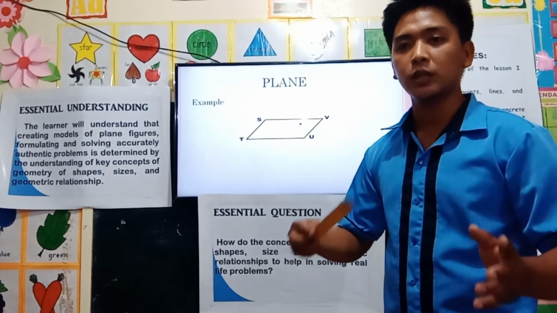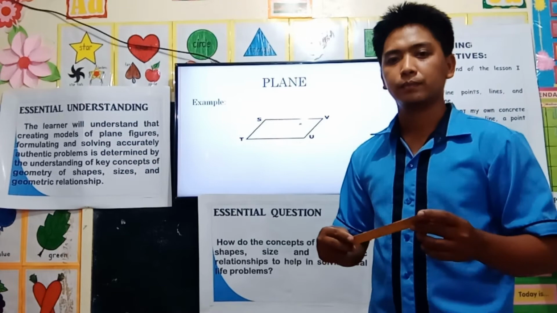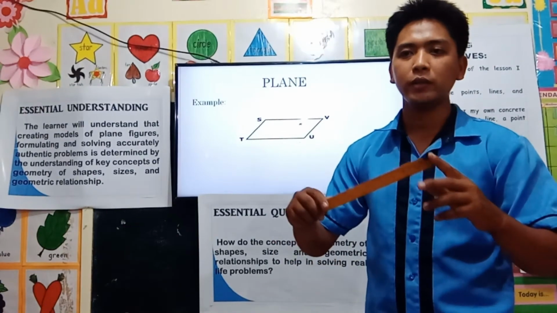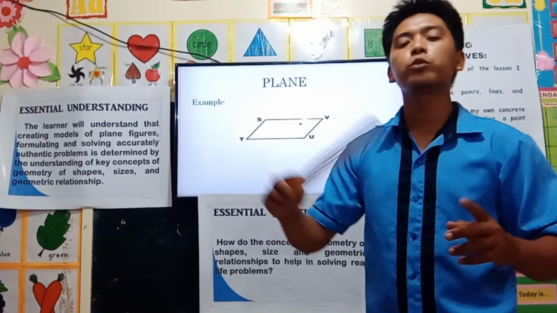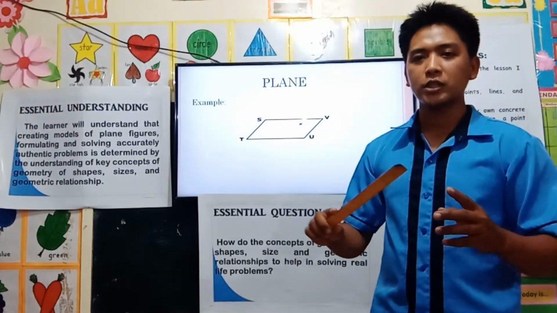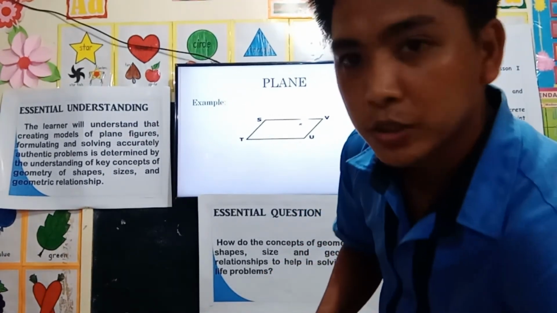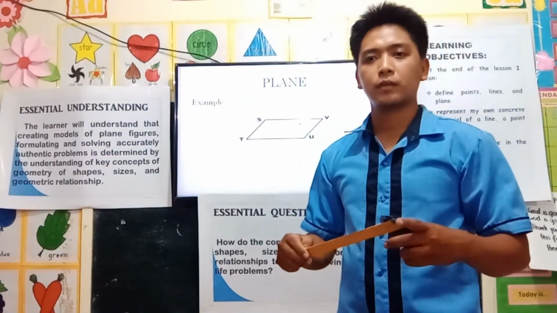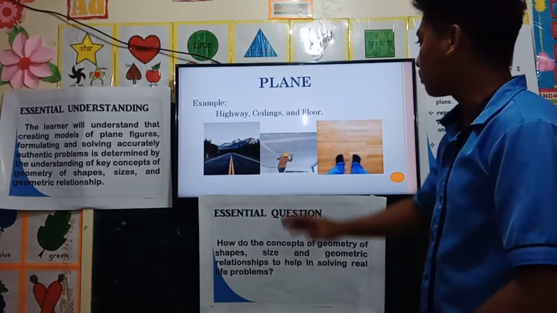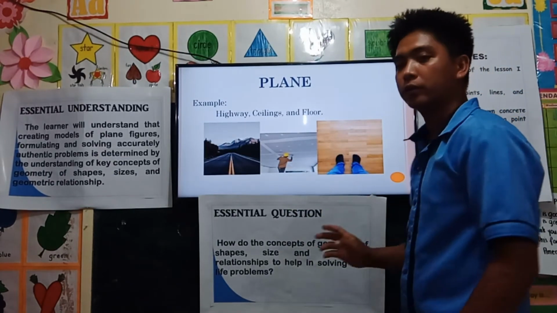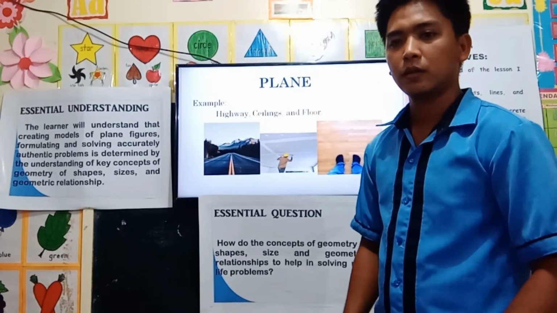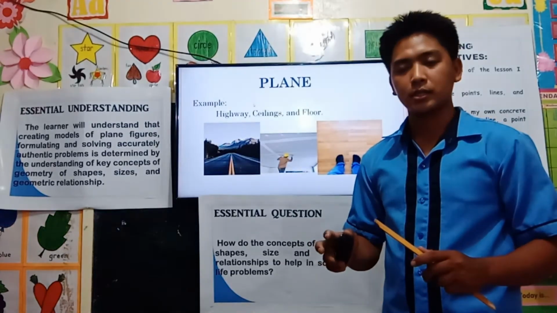Now, who can give an object that can represent a plane? Okay, paper, very good. What else? Who can give another one? Sure, a notebook can represent a plane. Very good. I have here some examples that can represent a plane. Okay, some examples are a highway, ceiling, and floor. Do you understand now what a plane is?